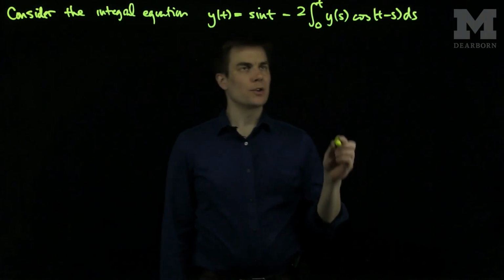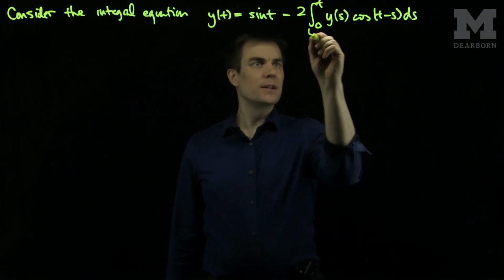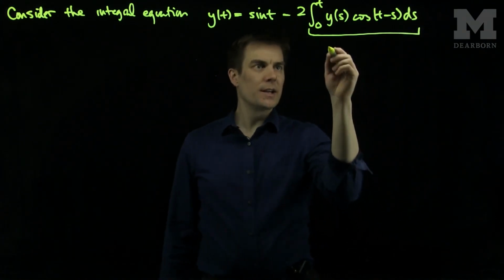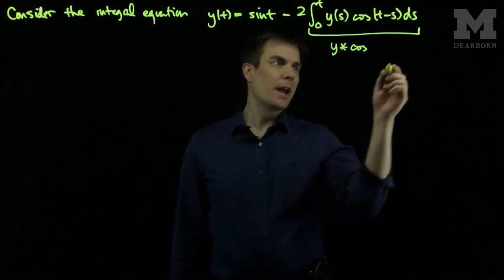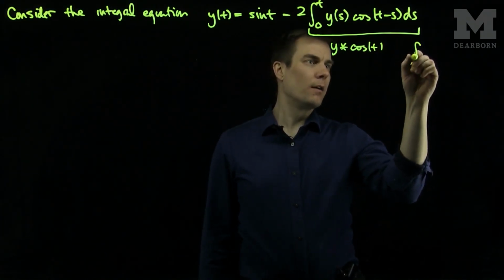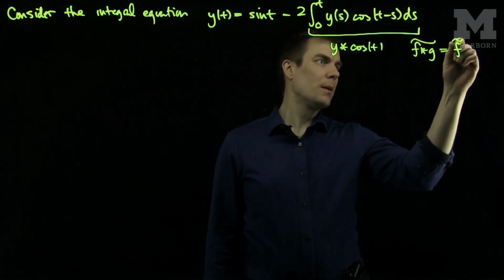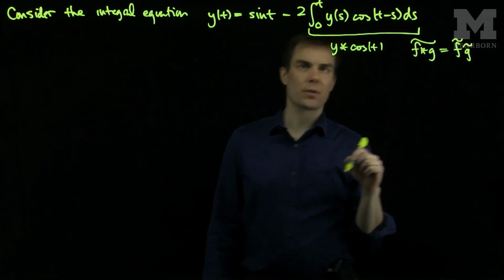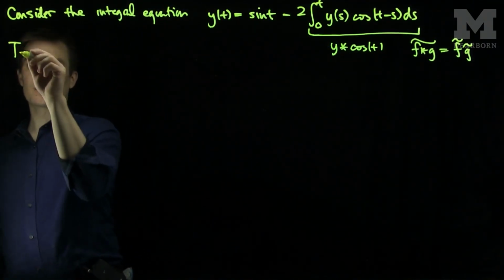If we look at this equation, even though there are no derivatives, I can still use the Laplace transform to solve, since this integral term over here is exactly y convolution cosine. And we know that if we take the Laplace transform of the convolution of two functions, I will simply multiply their Laplace transforms. So we'll solve this integral equation by taking the Laplace transform. Let's take the Laplace transform.